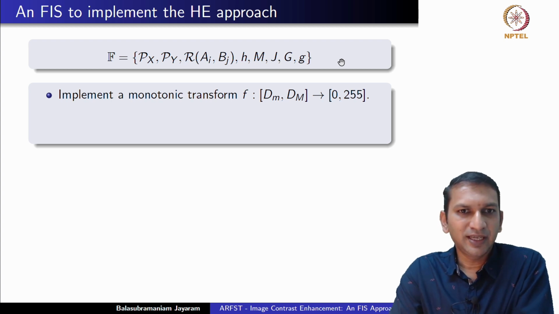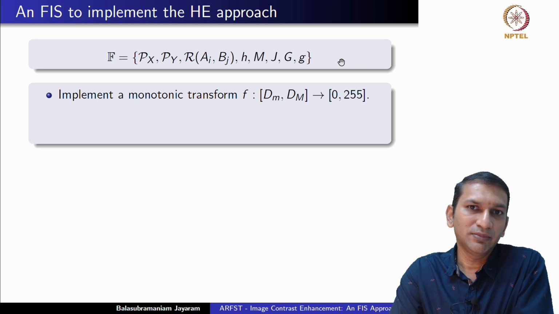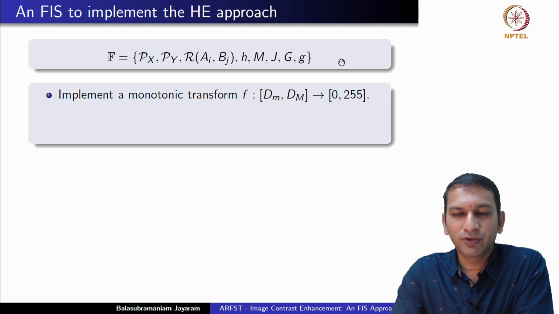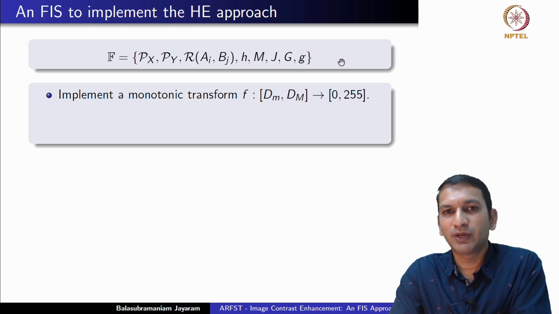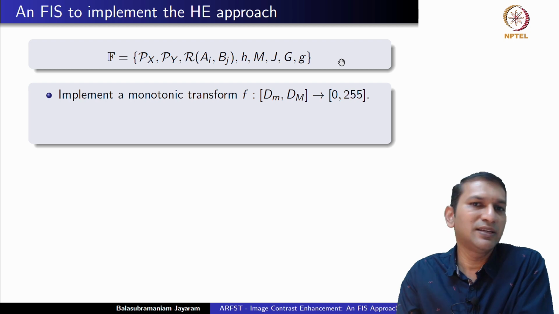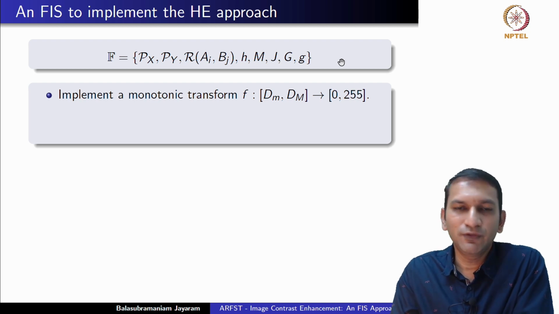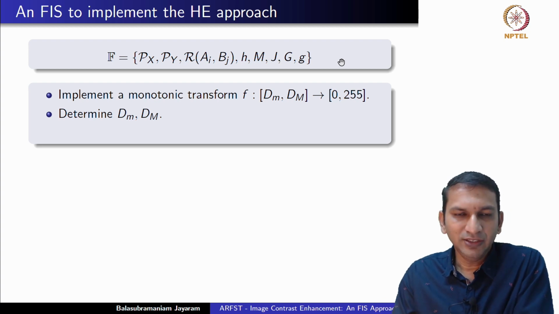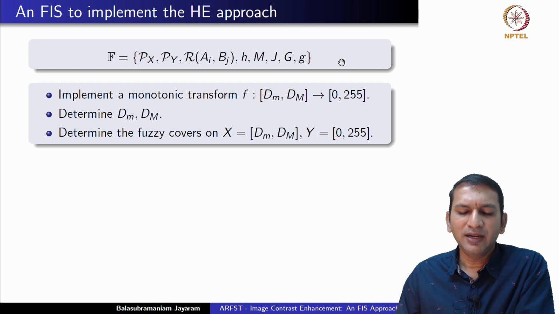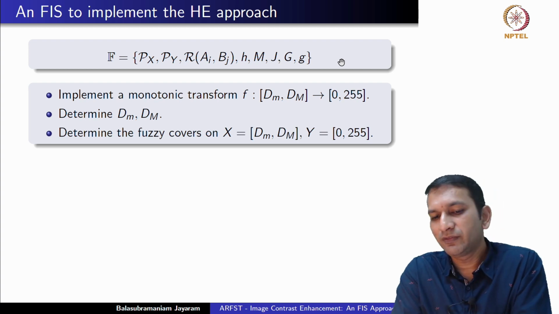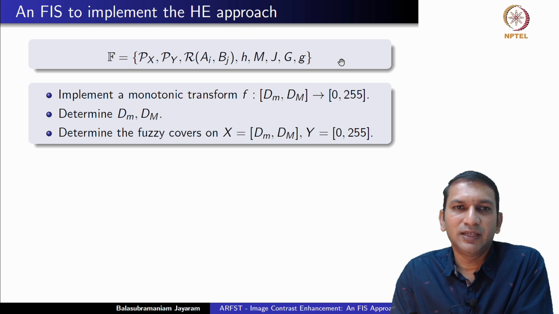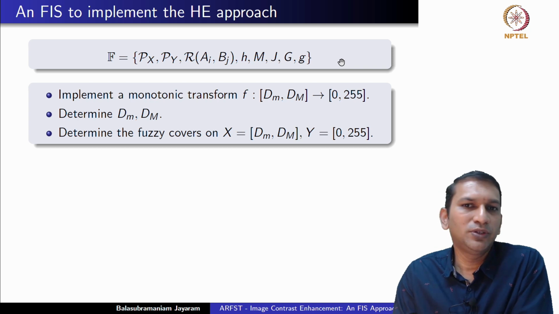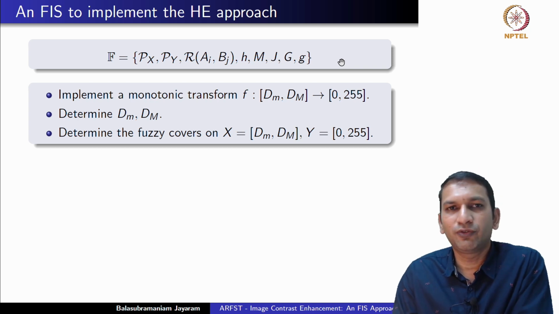We know that in this case we need to implement a monotonic transform from the dynamic range dm to the entire 0 to 255 interval. It would also be helpful if it were an onto function, so that we really increase the dynamic range to the entire interval of 0 to 255. So it means to determine the endpoints of the dynamic range, and find fuzzy covers on the input domain, which for us is the dynamic range, the interval dm, and the output, which is essentially the entire interval 0 to 255.